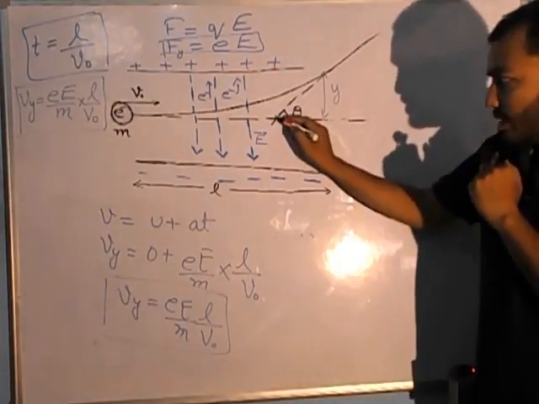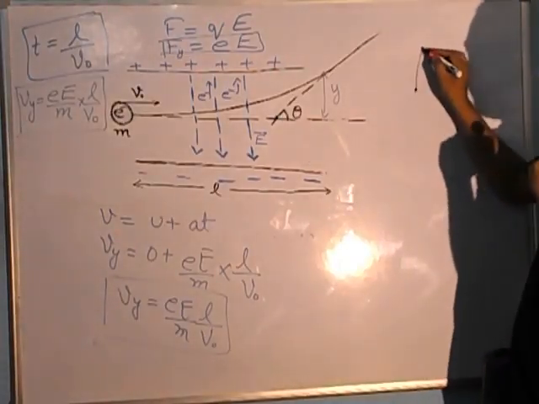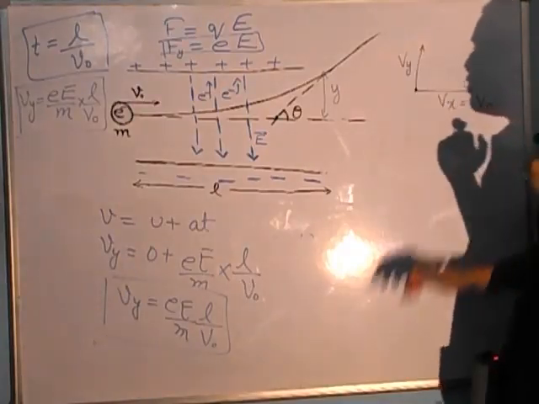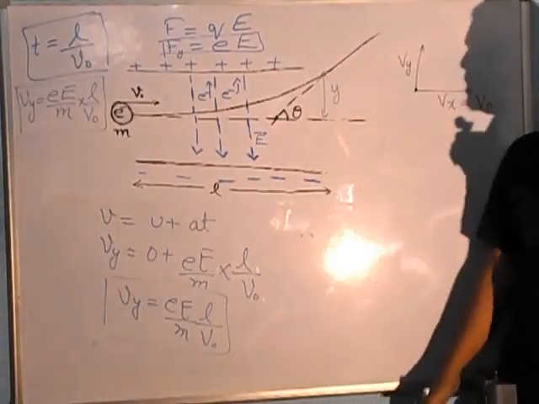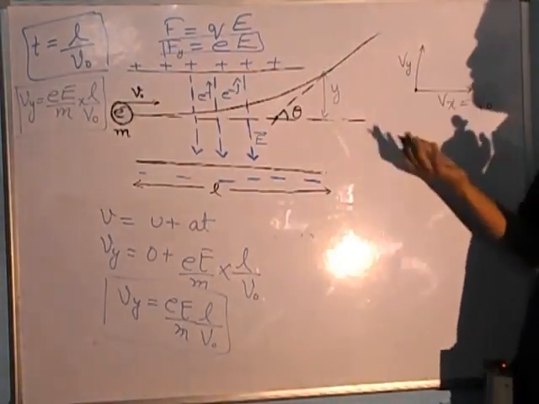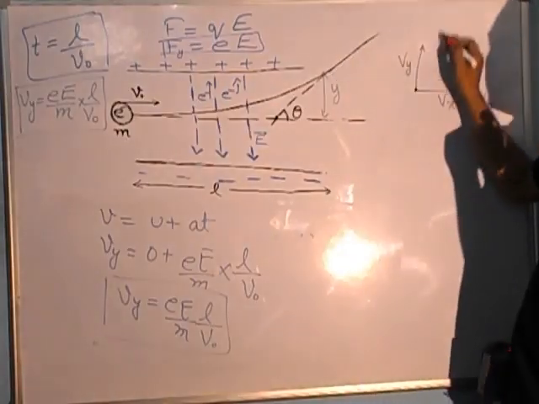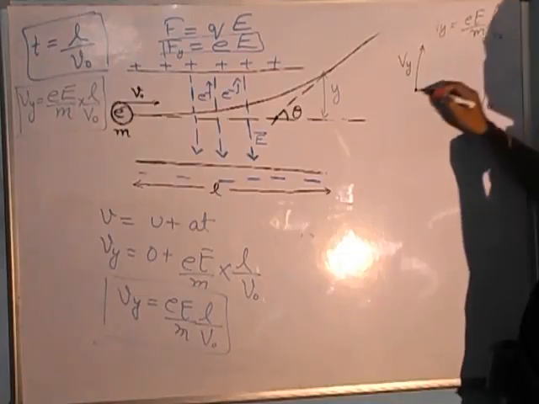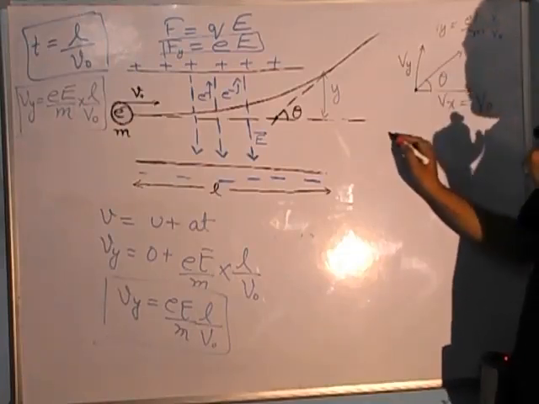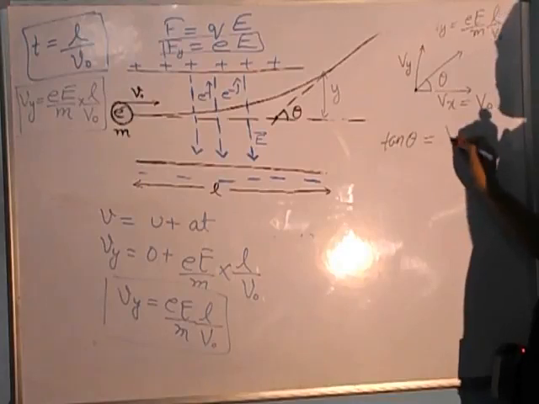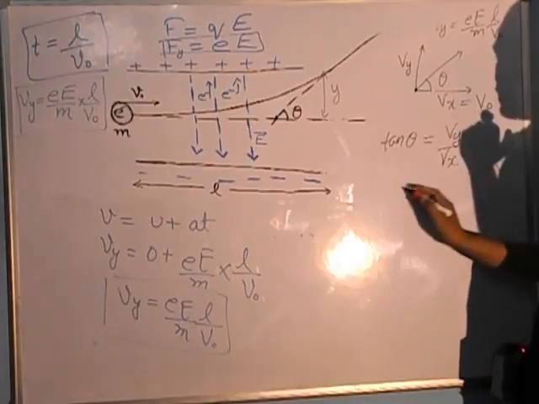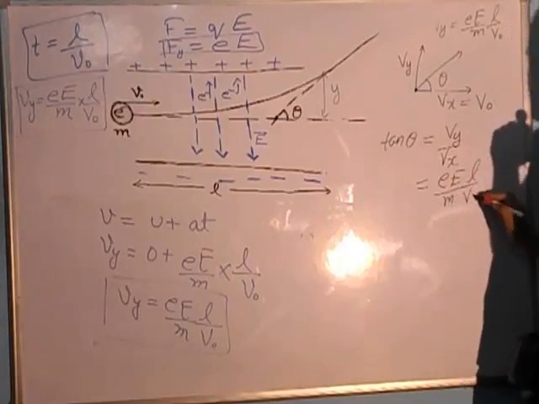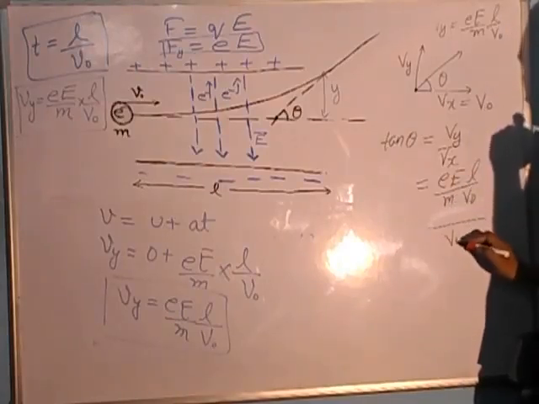Now notice how I do that. At this particular point, the electron basically has two components of velocity, one in the y direction and one in the x direction. In the x direction, the velocity of the electron is constant because there is no acceleration along the x direction. But along the y direction, the velocity of the electron has increased and it has become E divided by m multiplied by L by v naught. I need to calculate this angle theta. From simple mathematics, tan theta is equal to Vy divided by Vx. So I put the value of Vy, E divided by m multiplied by L divided by v naught, upon Vx, that is v naught again.